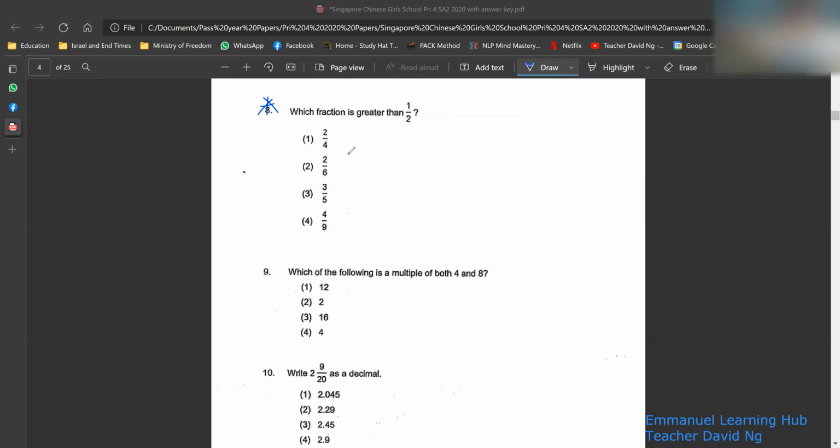Number 2. Greater than half. Number 2 is 2 divided by 6. Is 2 divided by 6 greater than half? No, right? Then which number, the top number, the numerator divided by the denominator, is greater than half? Number 3. Yes. Why? Why is it number 3? You know why? No. Don't know. I explain to you why.